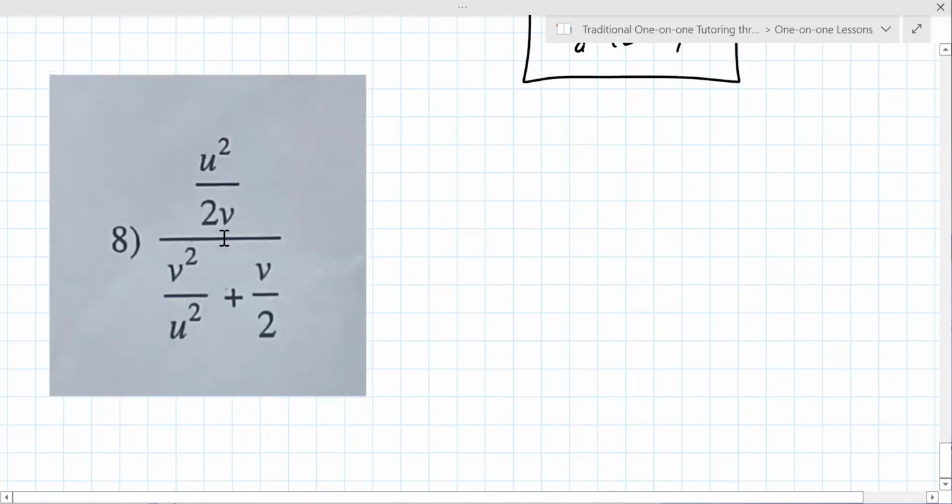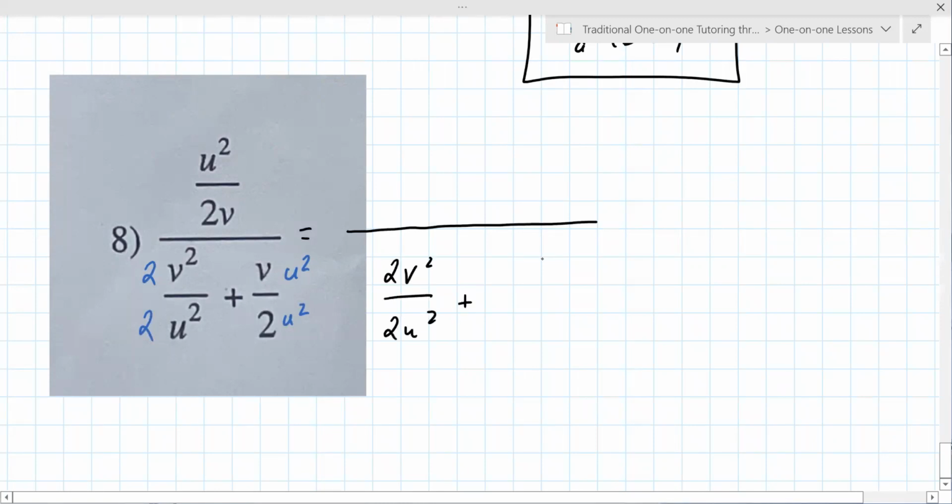Okay, so this problem here, number 8, is kind of like the previous one. The fraction's in the bottom, and there's a fraction in the numerator, but we're going to focus our attention on the bottom here. And I mentioned this in the previous problem. If you're ever unsure what the common denominator is between the 2 and the u squared, you just multiply the other side by each one. So 2 and 2, u squared and u squared. From here, you get 2v squared over 2u squared plus, and it's preferred to go in alphabetical order, so u squared v over 2u squared, like that. And then u squared over 2v in the top.